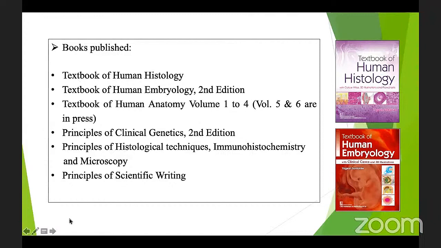To name a few of the most popular ones: the Textbook of Human Histology, the Textbook of Human Embryology, and the second edition of the Textbook of Human Anatomy, Volumes 1 to 4, which are already published, and Volumes 5 and 6 are in publication. Principles of Clinical Genetics, again second edition, Principles of Histological Techniques, Immunohistochemistry and Microscopy, and finally, Principles of Scientific Writing. So we welcome you, Dr. Yogesh, and I would invite you to deliver your talk and enlighten all of us with the technology and its use in the art of illustrations in anatomy. Dr. Yogesh.